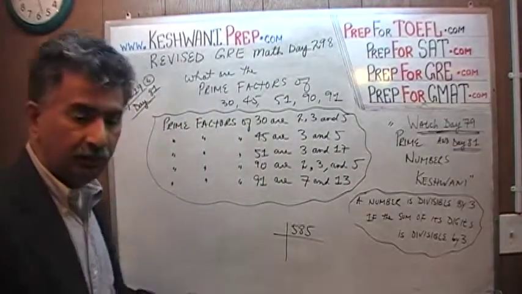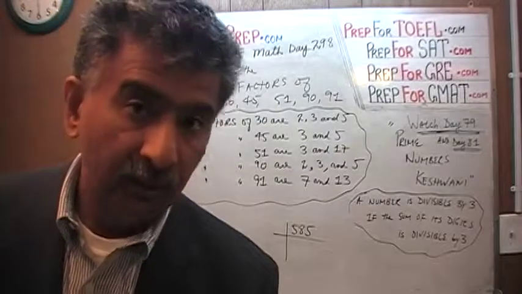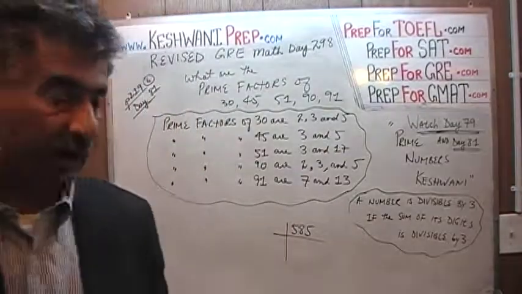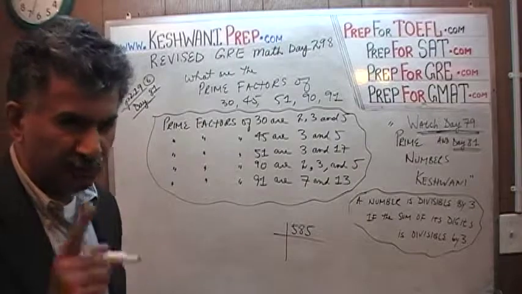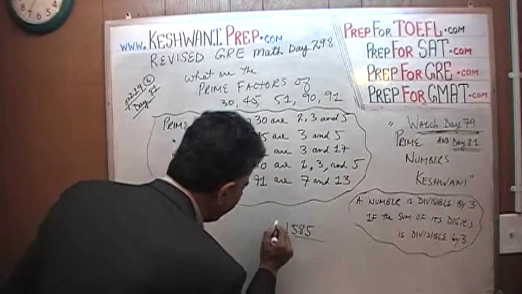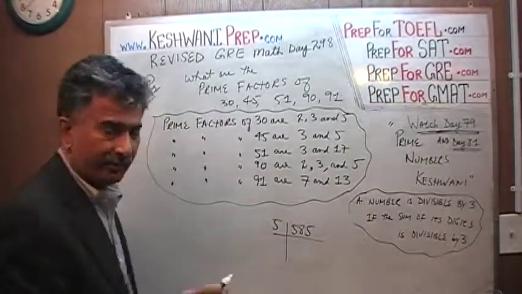Even though the rule dictates that I check for 3 first, I'm going to be lazy. I'm going to violate that rule, but just don't tell anybody. I'm just going to divide by 5 very quickly, because I see a 5 here. We know it's divisible by 5.